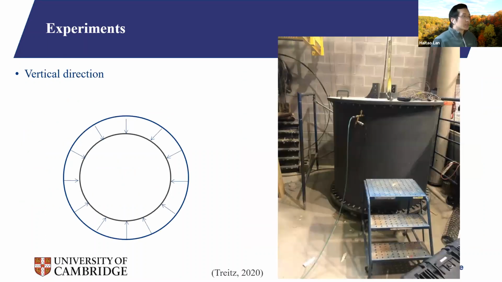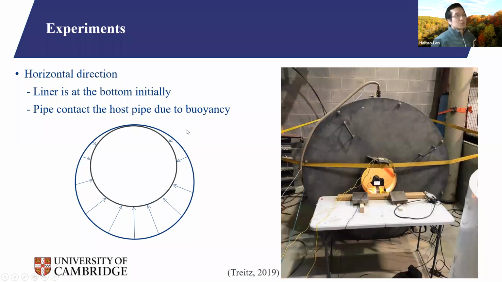Josh did two tests. The first one is a vertical test. So he placed the pipe in the center of the pit, so we have the maximum annular space. And the second test he did is to put the pipe horizontally.